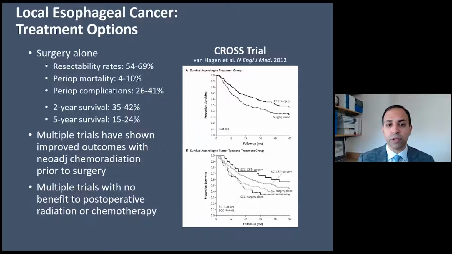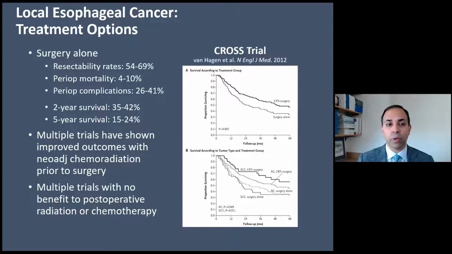The 2-year overall survival seen with surgery alone is less than 50%, and the 5-year overall survival is less than 25%. Multiple trials have shown improved outcomes with neoadjuvant chemoradiation, with treatment prior to surgery. The landmark CROSS trial randomized patients to undergo surgery alone or to undergo surgery after neoadjuvant chemoradiation with carboplatin and paclitaxel. In this trial, a significant improvement in overall survival was seen in those patients who had neoadjuvant chemoradiation prior to surgery.